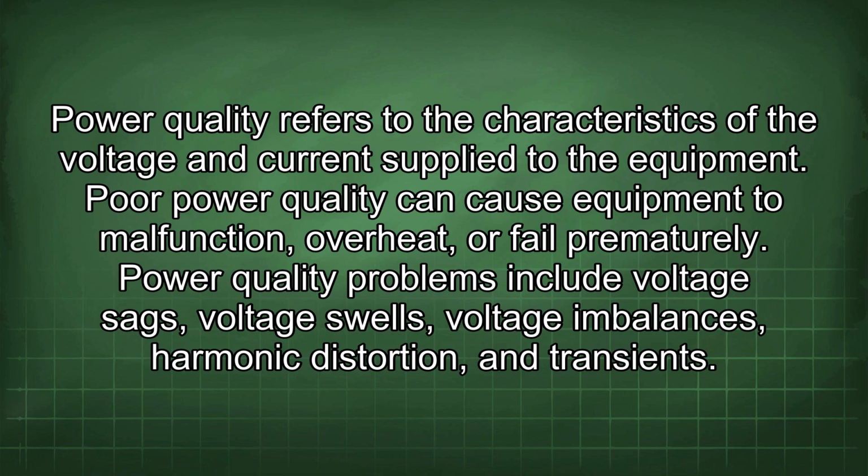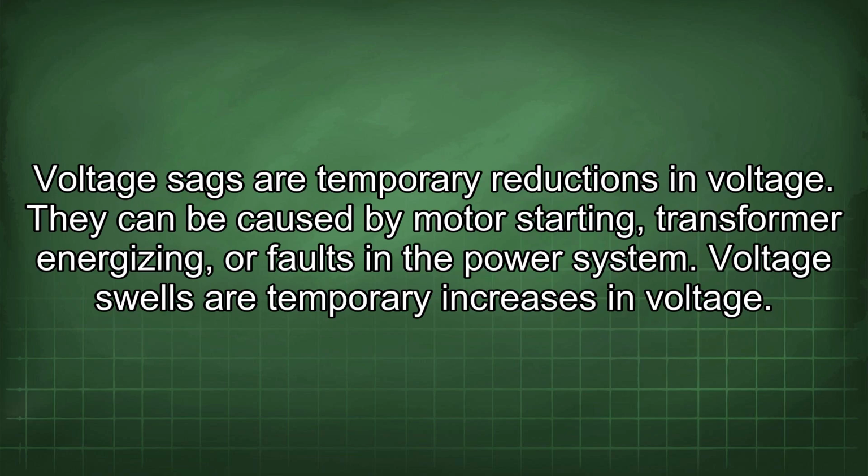Poor power quality can cause equipment to malfunction, overheat, or fail prematurely. Power quality problems include voltage sags, voltage swells, voltage imbalances, harmonic distortion, and transients. Voltage sags are temporary reductions in voltage. They can be caused by motor starting, transformer energizing, or faults in the power system.